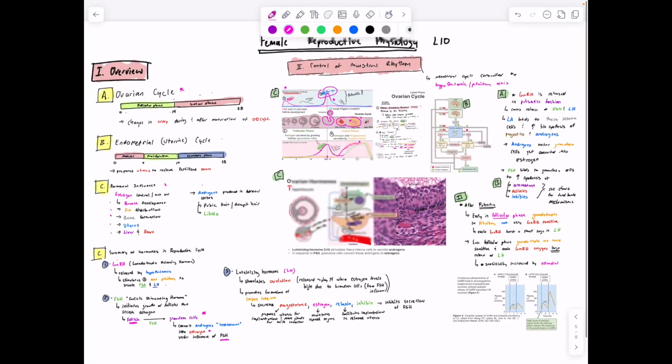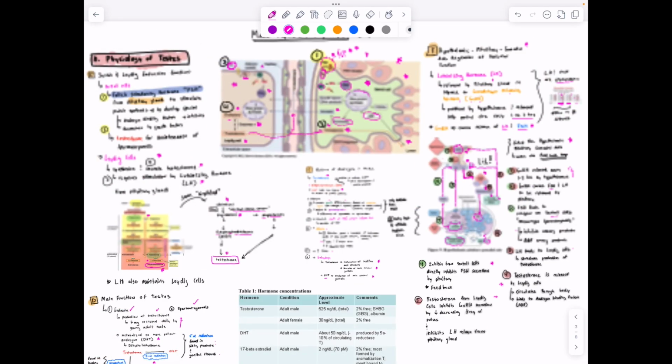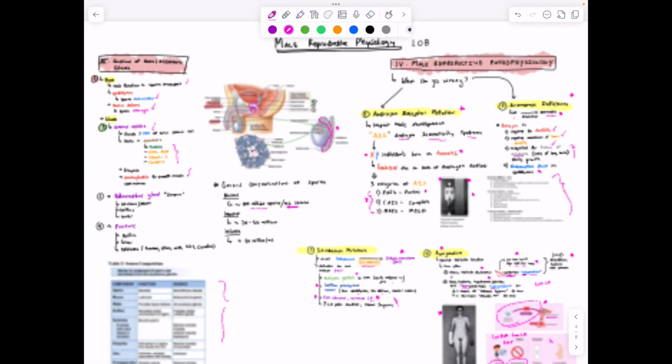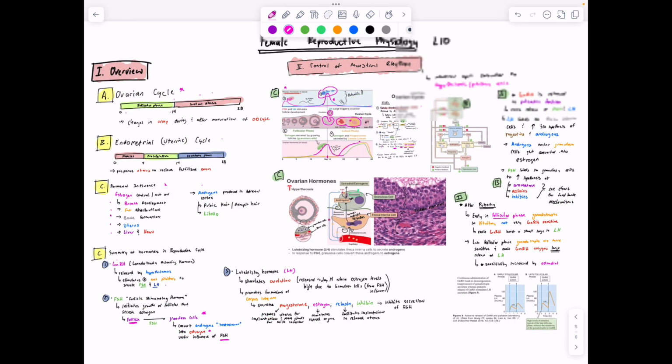What was the replacement for LH? We said that was right here, if this will load. HCG, which comes from the placenta, right? LH looks like this, HCG looks like this. All right, so that was that.